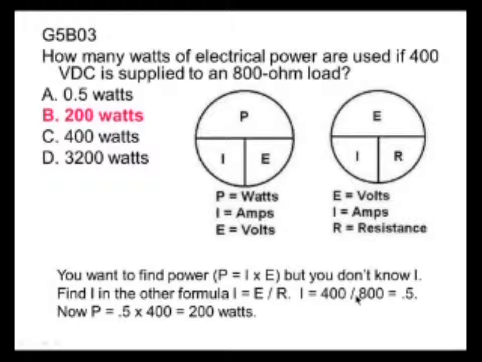If we divide the 400 volts by the 800 ohms, we find that we have half an amp. Okay, now we know the current, so we can go in here to the power formula, and we know that the power in watts is equal to the current in amps times the electromotive force in volts. So now we have P is equal to 0.5 times 400 volts. Half an amp times 400 volts is 200 watts. This answer right here.